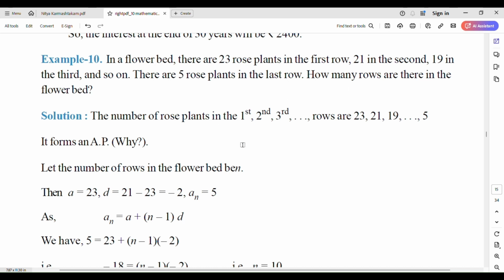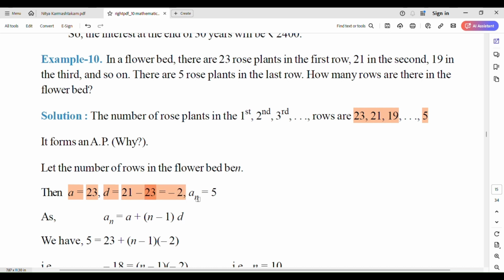Okay, so this is simple. The AP is basically 23, 21, 19, and so on up to 5. 5 is the last one. Now we need to find out the number of terms. Basically the number of rows is equal to the number of terms, right? So I know A is equal to 23, D is equal to 21 minus 23, which is minus 2.